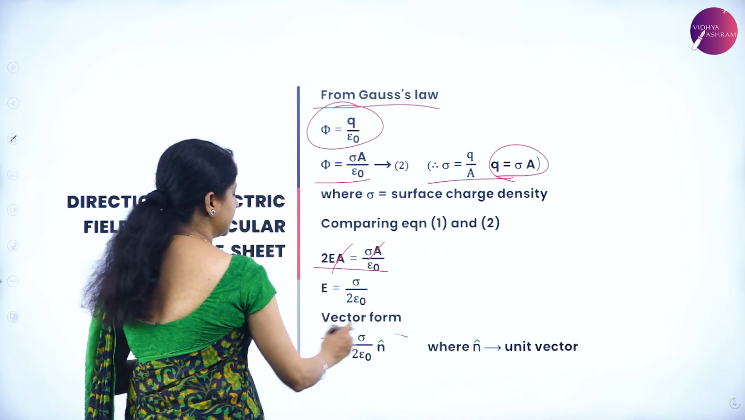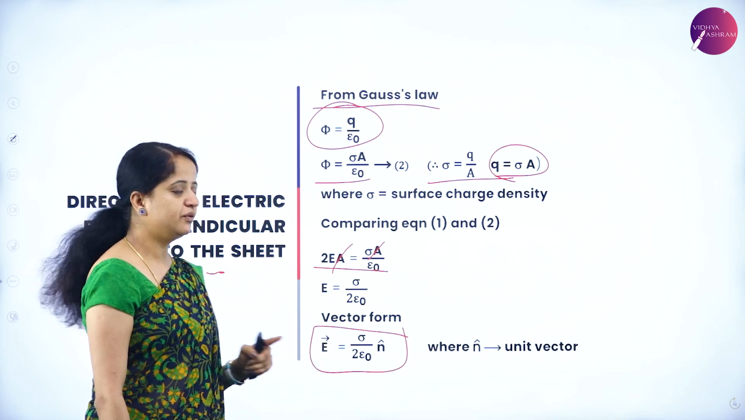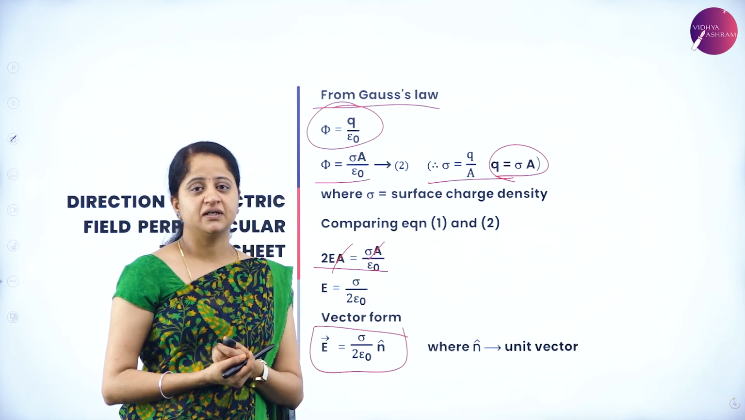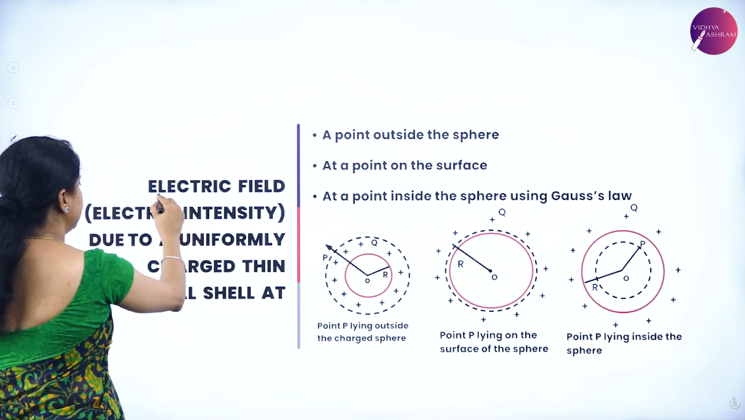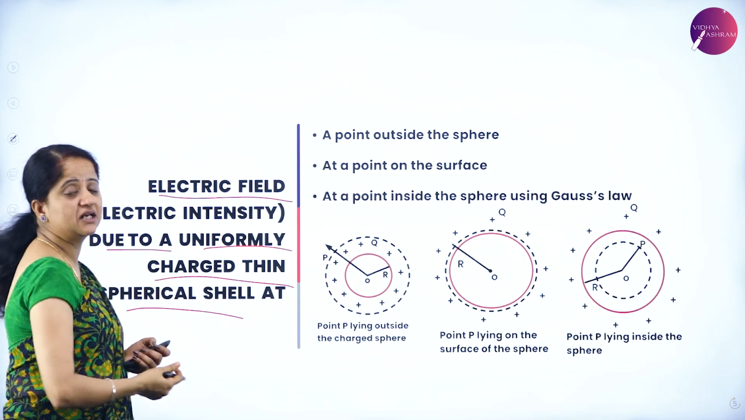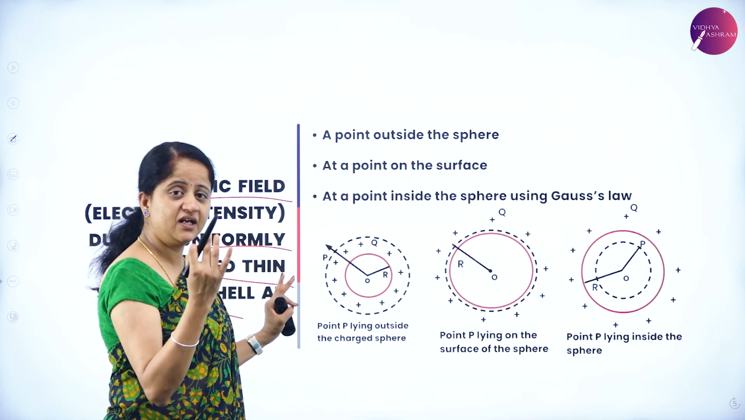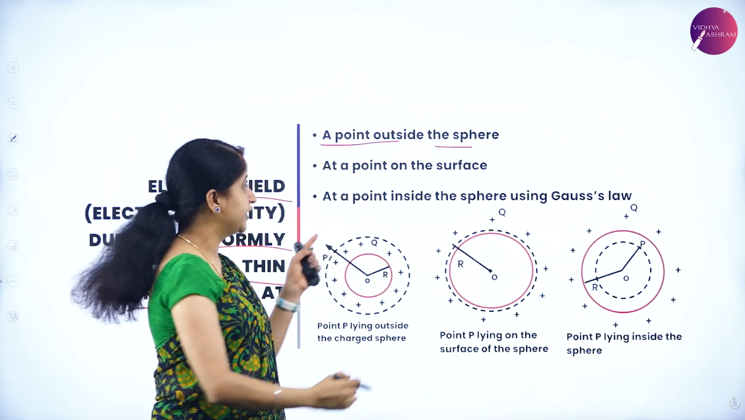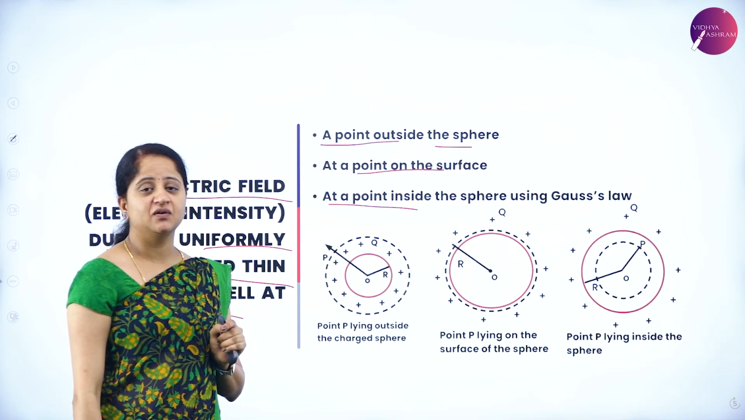So in vector form we can represent the same by adding the unit vector, that is E is equal to sigma divided by 2 into epsilon naught into n cap, where n cap is a unit vector. As we all know, a unit vector helps us in finding the direction. So let's move on to the next condition. Let us now find the electric field or electric intensity due to a uniformly charged thin spherical shell by applying Gauss law. So this condition we are observing in three different scenarios, that is a point outside the sphere, a point on the sphere, or on the surface, or a point inside the sphere, using Gauss law.